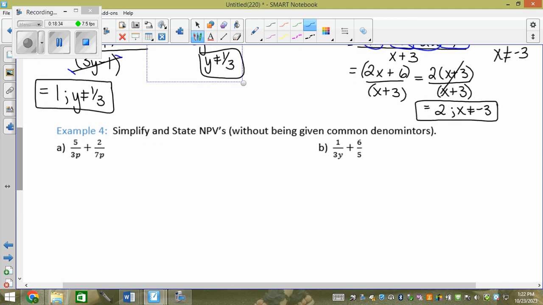What do you suppose I'm going to have to do here? Get common denominators. These both have a p in it. So I need to add an extra p? No, I just need to multiply this one by 7 and this one by 3, and then I'm left with 21p on both of them, correct? So I want you to try A and B. For one.